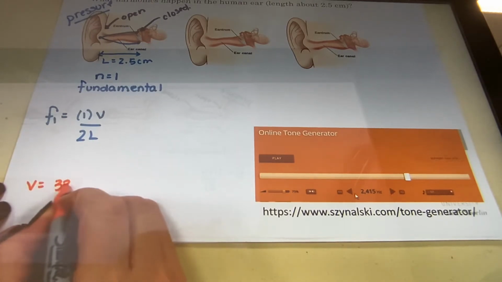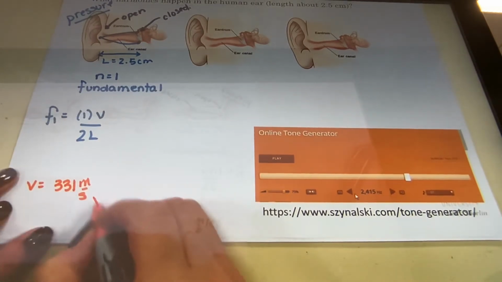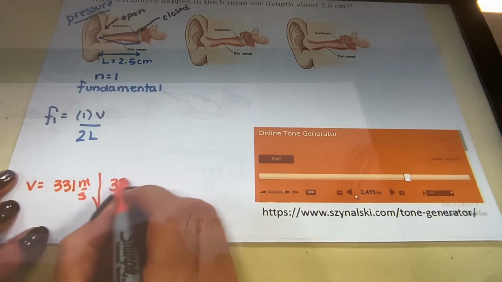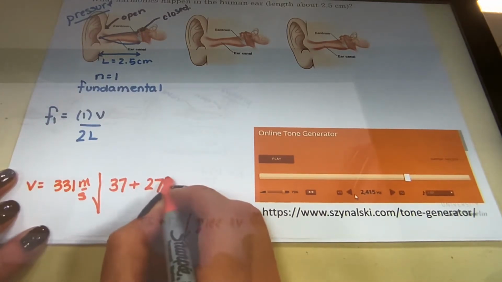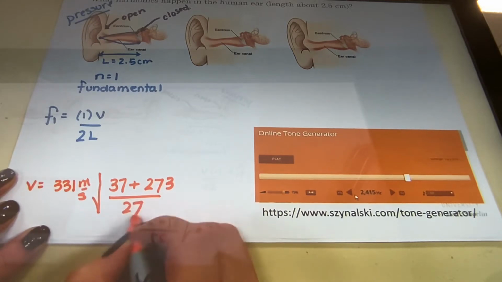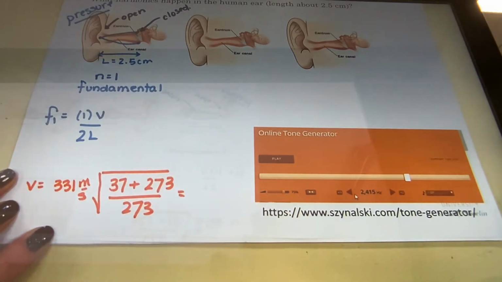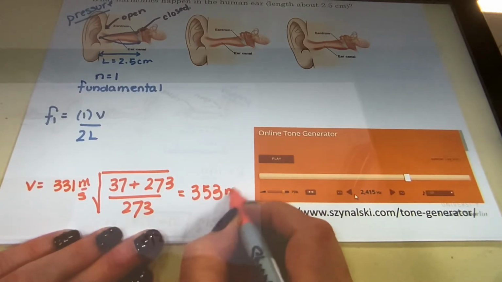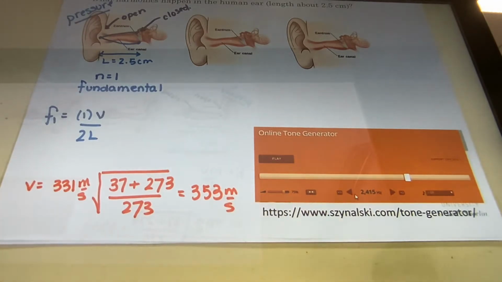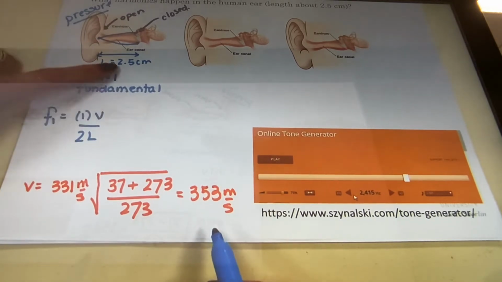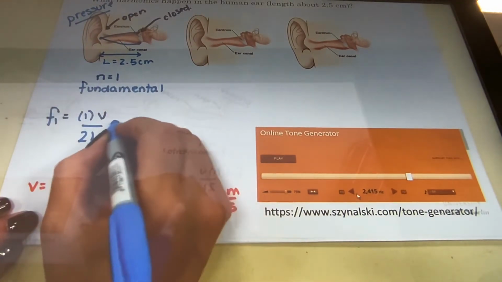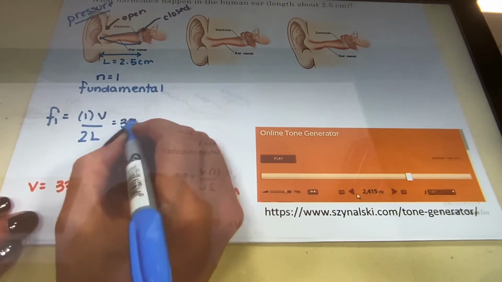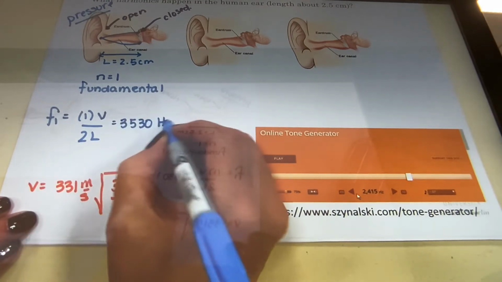V is going to be 331 meters per second times the square root of the temperature, which is 37 degrees Celsius, plus 273 divided by 273. Put that through the calculator, and the speed of sound in the air in your ear canal is 353 meters per second. Okay, so we've got to use that for our V. So now we can get our frequency. 1 times 353 divided by 2 times 0.025 would give us about 3,530 hertz.